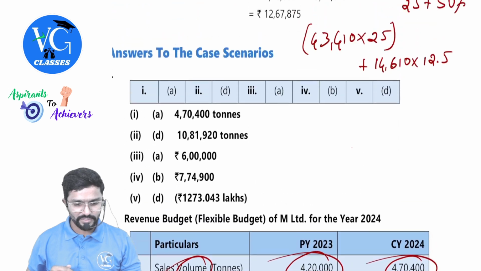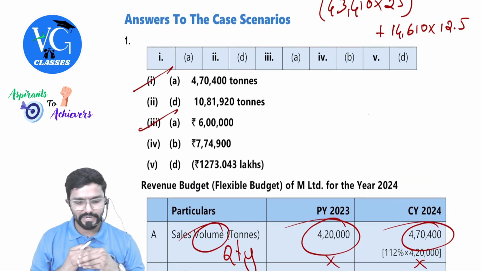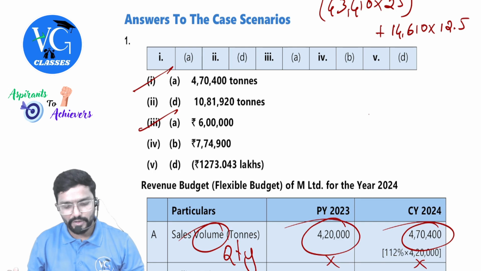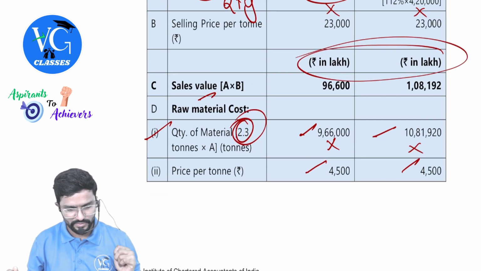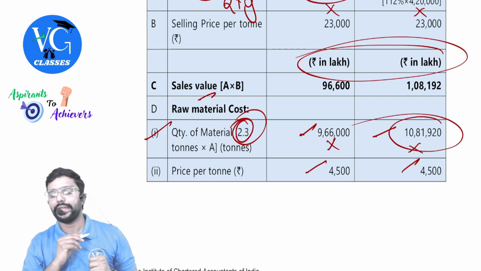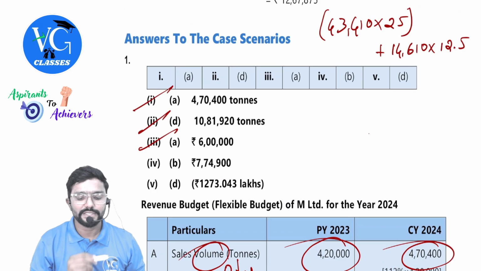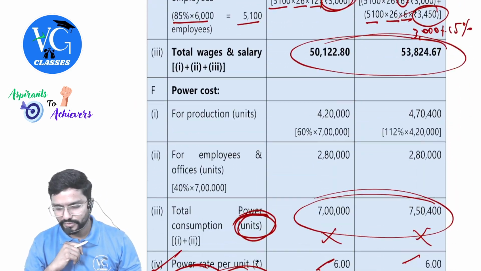Chalo, what were the questions? First, 470, 400, I guess we have answered. Even this 6 lakh we had answered. What is the second question? What have they asked? Quantity of raw material. 10 lakh 81,920. That is in 2024. Yes, sir. Then fourth one, hire charges in 2024.